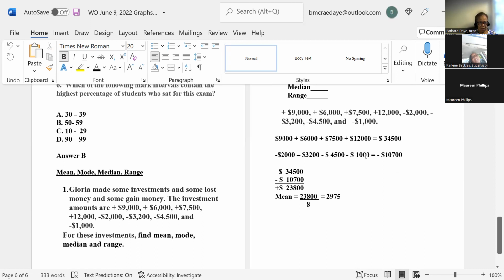You're looking at 9,000, 6,000, 7,500, 12,000, minus 2,000, minus 3,200, minus 4,500, and minus 1,000. Which one is the largest? 9,000. There's something larger than 9,000. Is there a number here larger than 9,000?